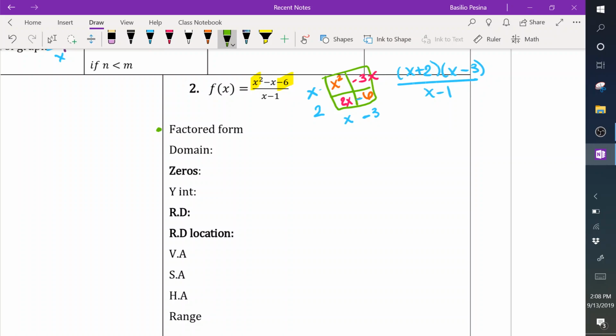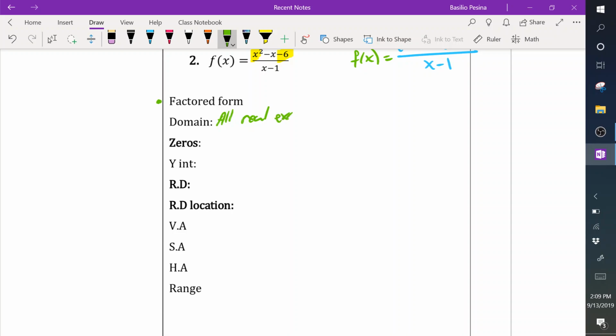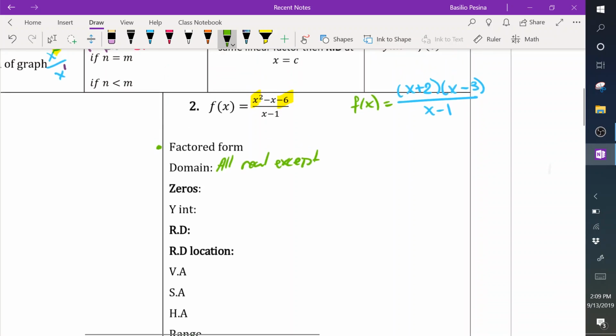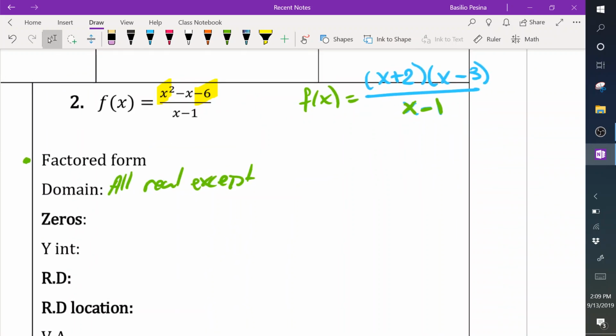So let me start filling in my solutions. I'm going to give myself some space here. And I've got factored form. Well, I already did that. That's this function right here. And the domain. It's going to be all real numbers, except for when this function is dividing by 0. So I look at the denominator. I've got x minus 1. That means I can have any number except this x value. So x minus 1 equals 0, x is equal to positive 1.